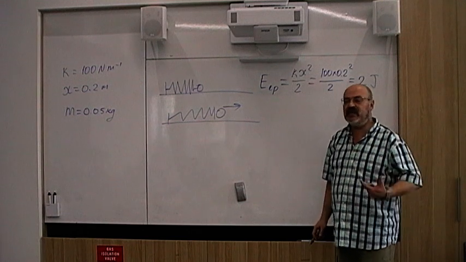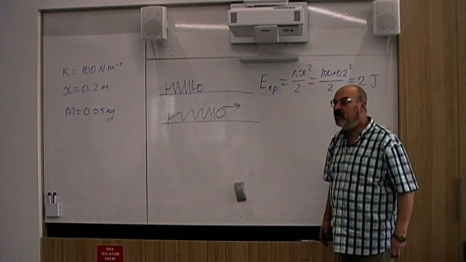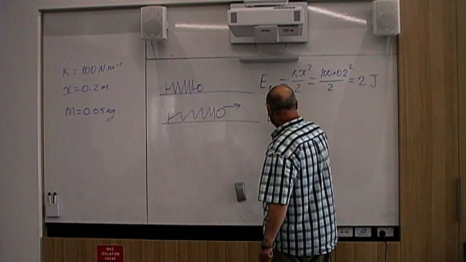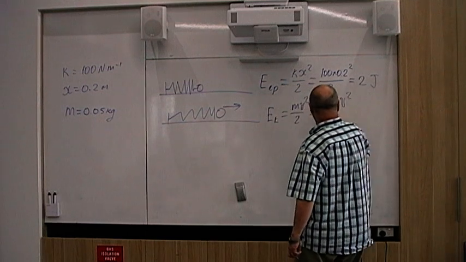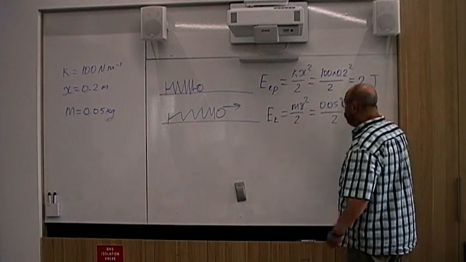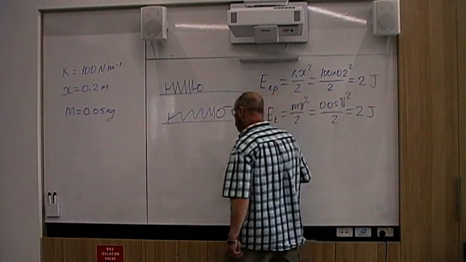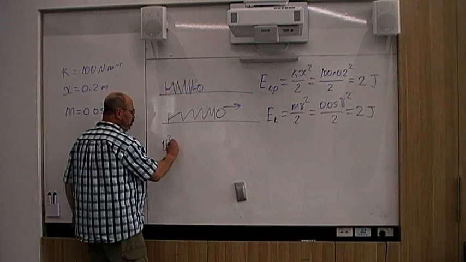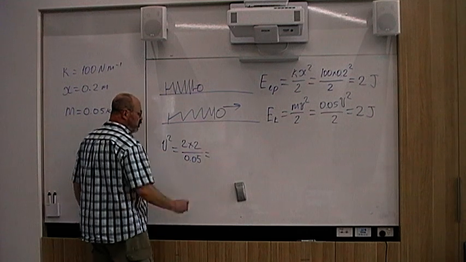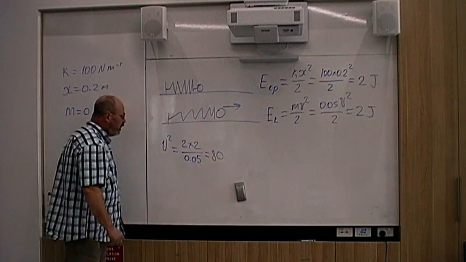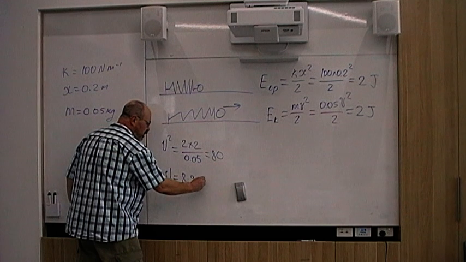What will happen with this elastic potential energy when the spring extends and pushes the ball? It goes into the kinetic energy of the ball, which will be equal to mv squared on 2, so 0.05 times v squared on 2. According to the law of conservation of energy, all elastic potential energy turns into kinetic, so it equals 2 joules. So from here we can find the speed of the ball. v squared will be equal to 2 times 2 divided by 0.05, which equals 80, I believe. Then take the square root, and v will be equal to 8.9 meters per second.